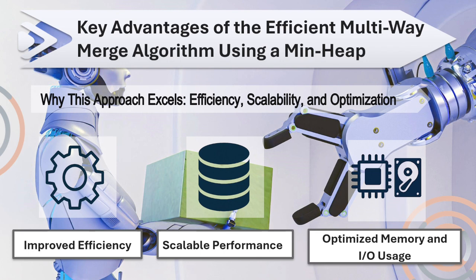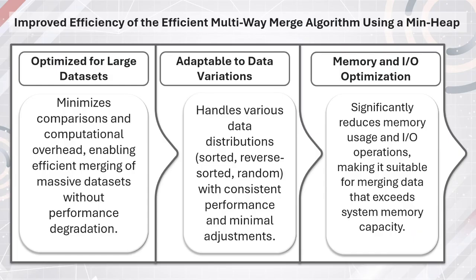However, when the data set is massive, traditional methods face performance bottlenecks in terms of time complexity, memory usage, and input and output operations. Improve efficiency of the efficient multi-way merge algorithm using a min heap. The first one is optimized for large data sets. To address these limitations, we introduce a min heap, a core data structure.